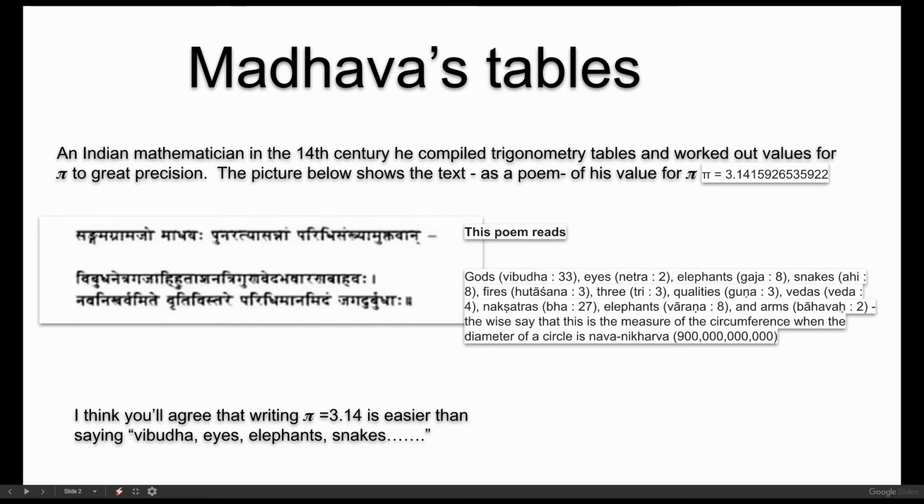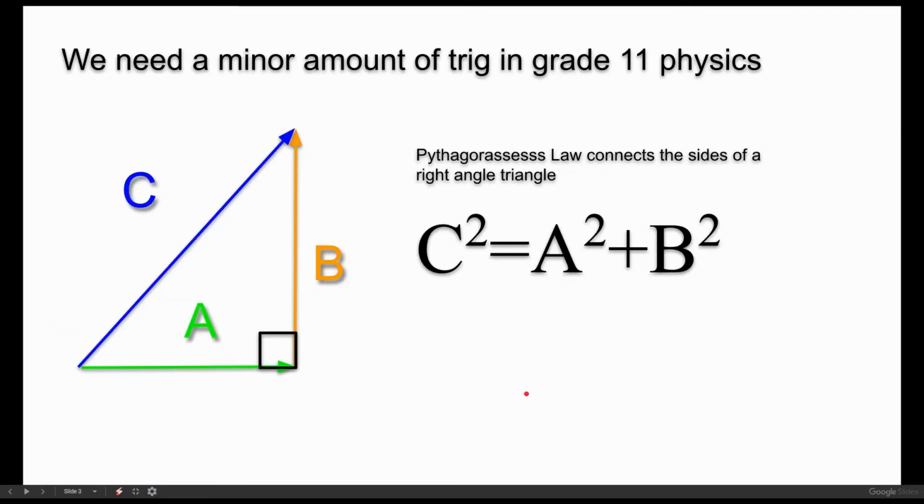Trig goes back thousands of years, and ancient India had some rather interesting takes on it as well. This is the value of pi in an ancient Indian language where all the numbers were metaphors. So I think you'll find writing 3.14 is easier than writing Vabuddha eyes elephant snakes. It's a rather picturesque writing system. This was Madhava from the 14th century. The value of pi and the circle is essential to understanding trigonometry.